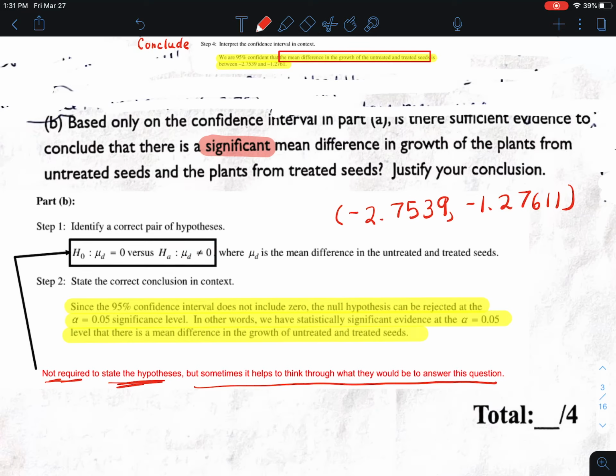Now if you look at what our confidence interval was, notice our confidence interval does not include 0. So we could say something like, since the 95% confidence interval does not include 0 as a plausible value, then we would have rejected this null hypothesis. Anytime you reject a null hypothesis, that's when you say the results are statistically significant, that there is a mean difference.